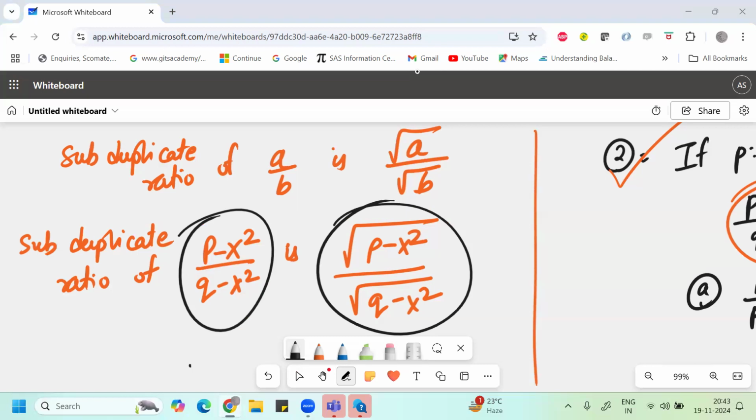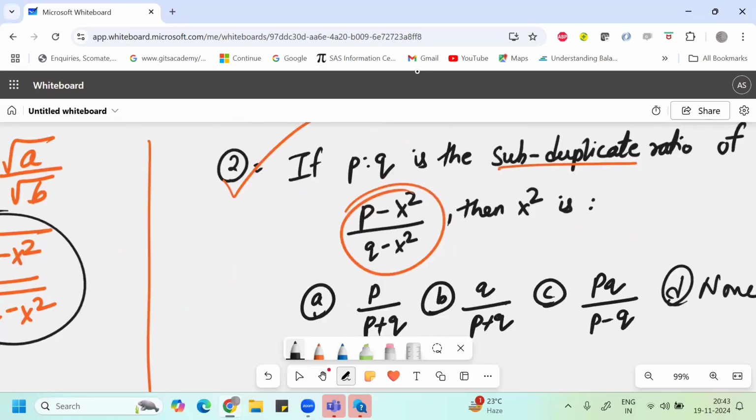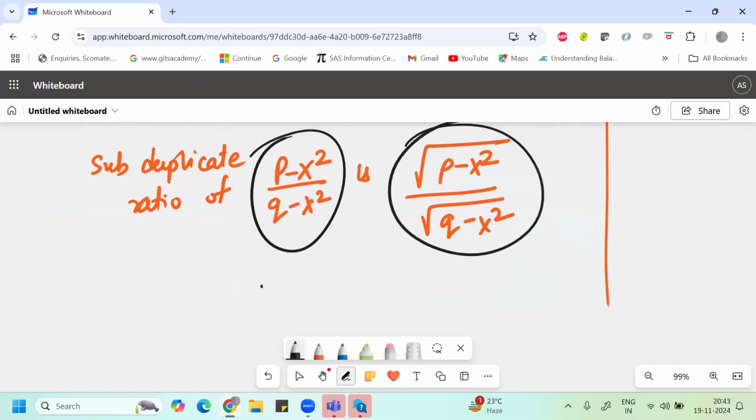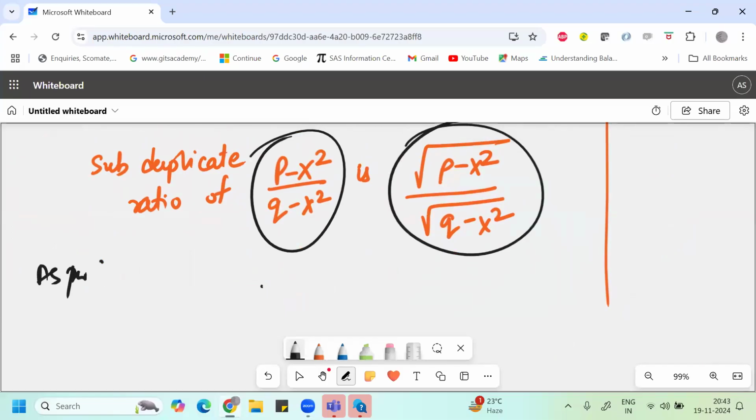Everyone clear, na? Okay. So I assume that everyone has understood this part, subduplicate ratio. Now, guys, what they have given in the question is the subduplicate ratio of P minus x square by Q minus x square. As per the question, you don't have to write all this because this is an objective exam, but I'm just writing this for your understanding.